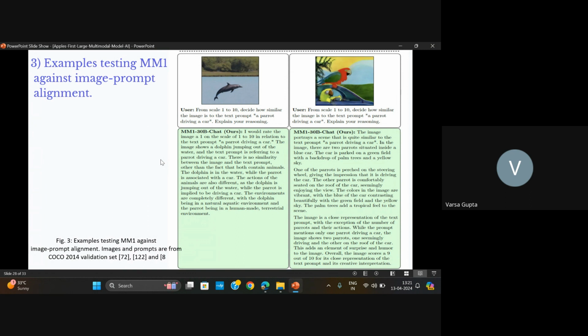So we see how the model performs if we pass the image with a text prompt that is similar to the image, and also if we pass text that is completely different from the image. In both scenarios, the model performs really accurately.